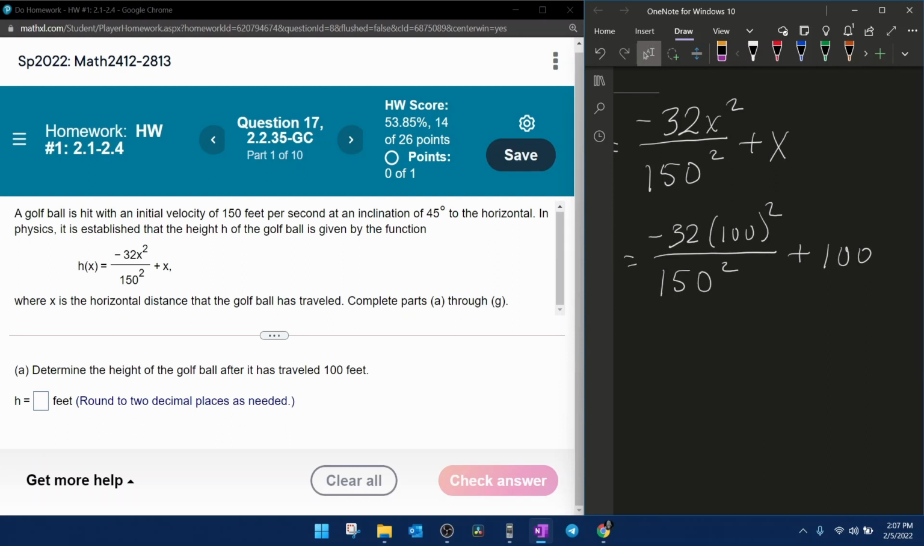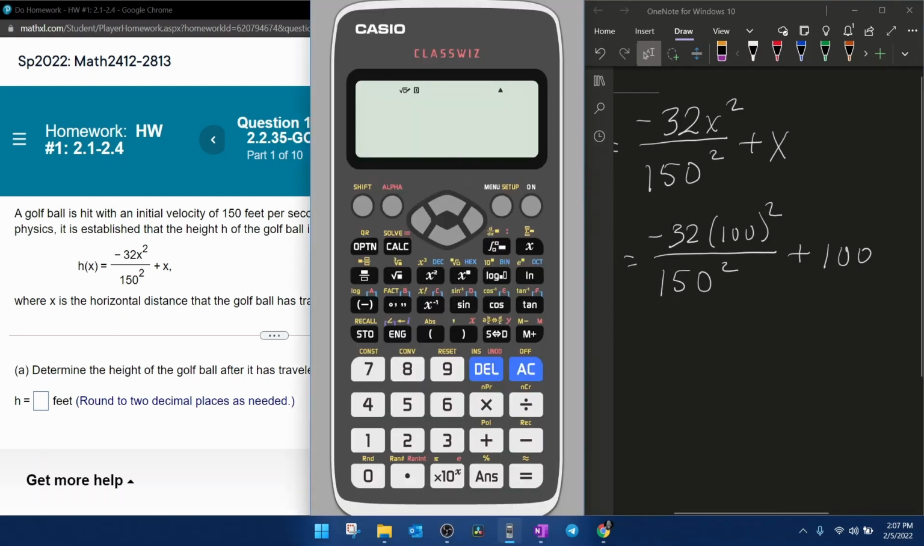And then what a fantastic time to have a calculator. So on our Casio ClassWiz, we're going to input this calculation all at one time. We're going to use our fraction button and the negative button. Negative 32 times 100 squared all over, notice I hit the over arrow to move down, 50 squared. We're going to move out from underneath the fraction and put plus 100.